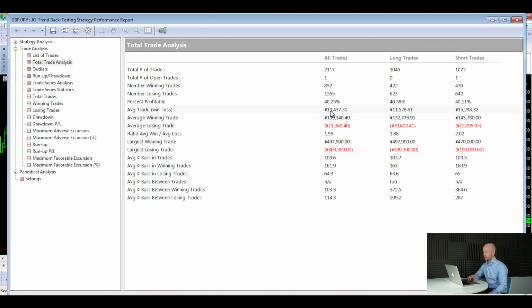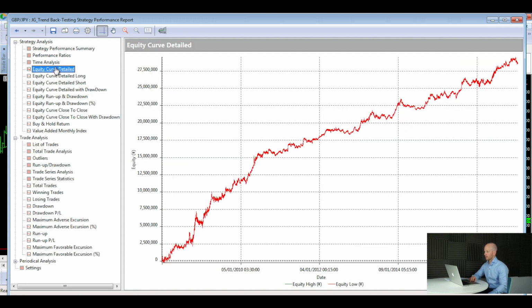So how did our strategy do? Still looking at 13,000 of an average trade. That's good, hasn't dropped off. And look at the equity curve, it's continued on up. If I highlight December 2015, anything to the right of that is moving forward and moving in the right direction.